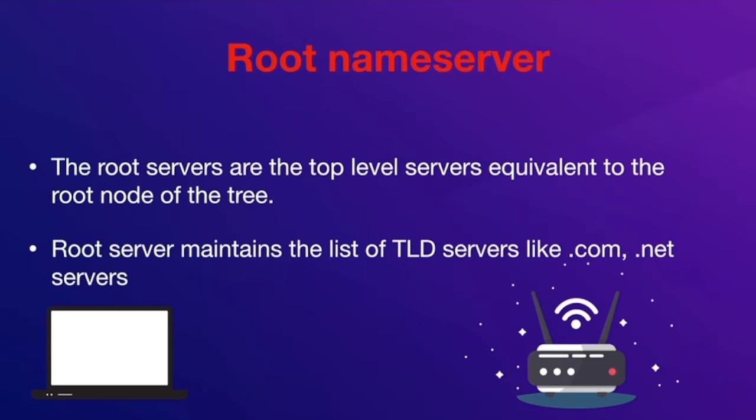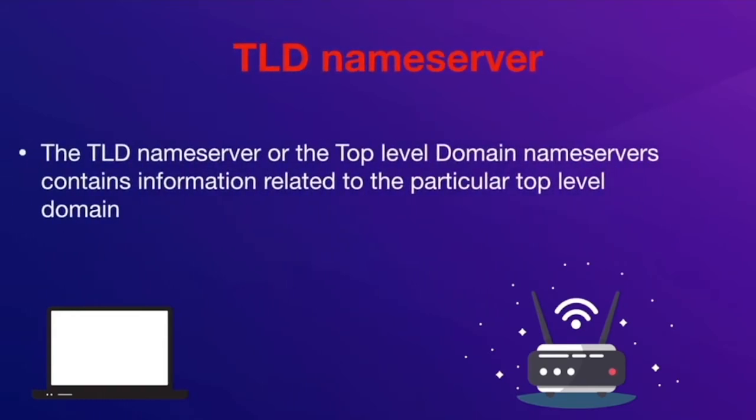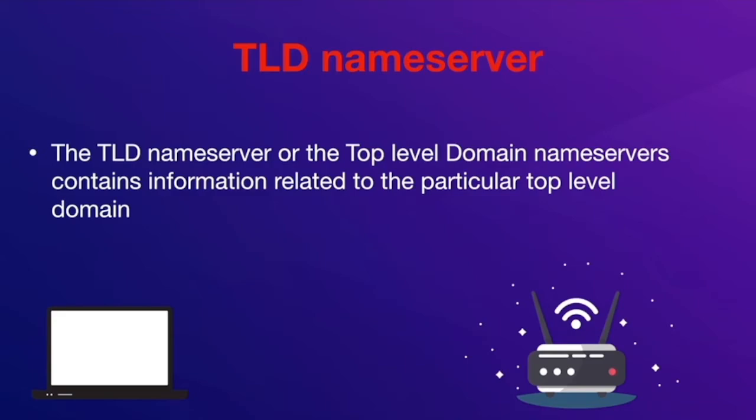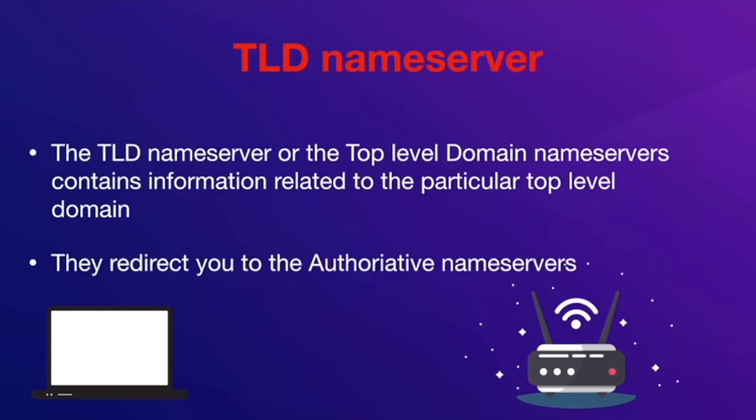TLD name servers are those servers that have the information of .com, .net and all the extensions that we generally use on the internet. So the second type of DNS server is the TLD name servers. So what are the TLD name servers? TLD stands for top level domain. So TLD name servers contain the information related to a particular top level domain. Therefore our .com TLD name server will have the information of all the .com domains. Similarly our .net TLD name server will have the information of all the .net domains. TLD name servers redirect us to the authoritative name servers.